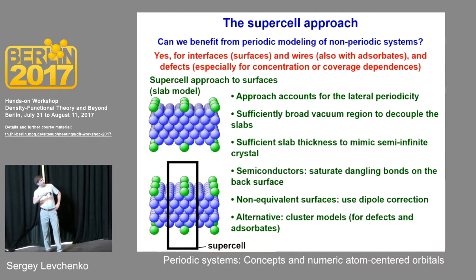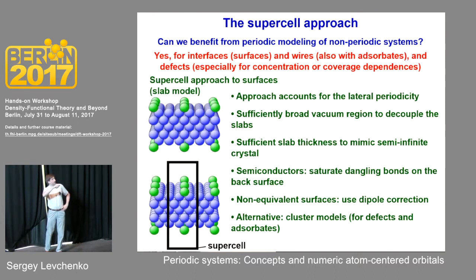The second problem is the slab thickness, right? If we want to model just one surface of the solid, we have to remember that in our model we have a second surface. And these two surfaces can interact, so we have to make sure that the slab thickness is big enough. For semiconductors, this problem can be addressed by saturating the dangling bonds at one of the surfaces to mimic the environment of those atoms such that it becomes close to the bulk environment.